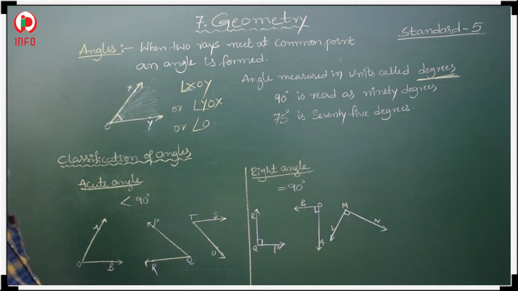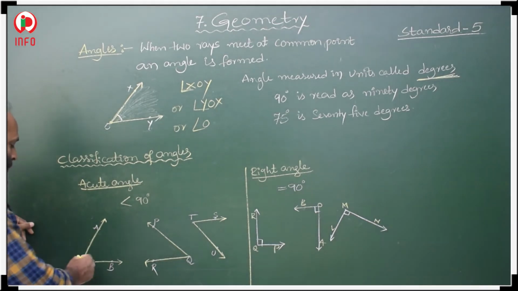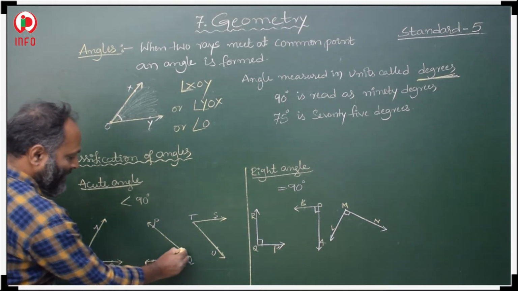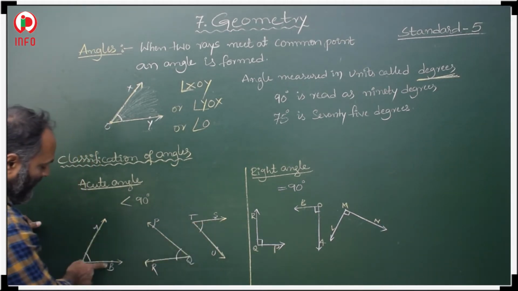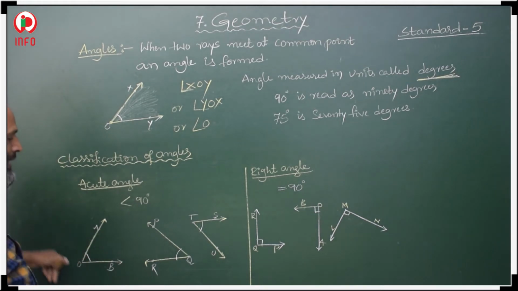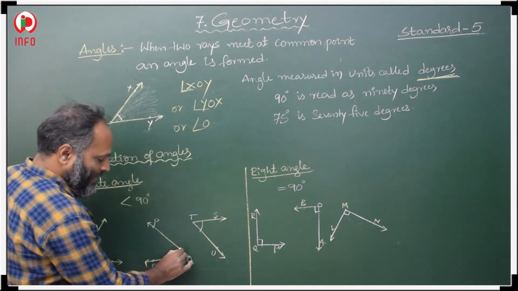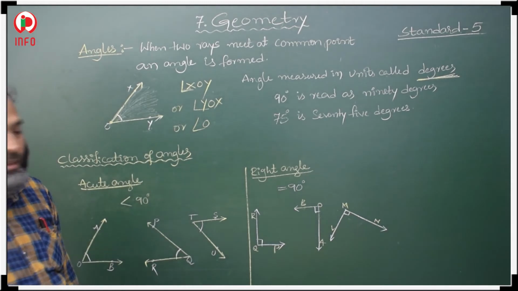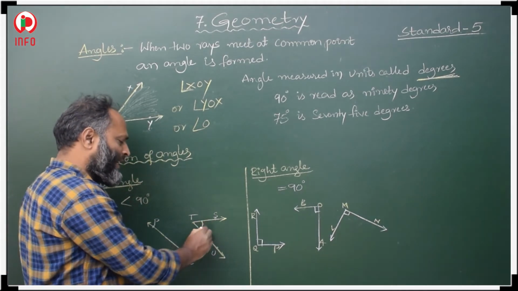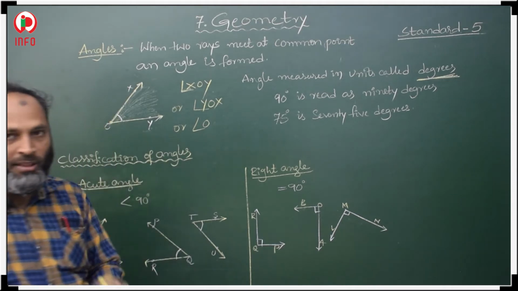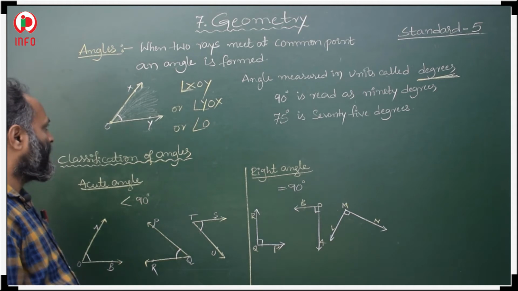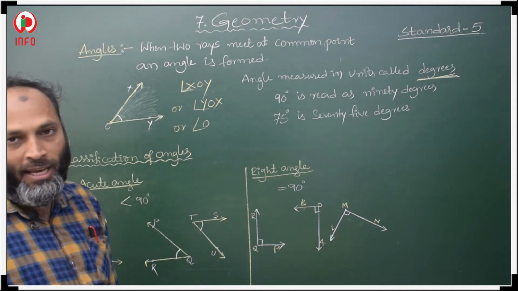What is an acute angle? If the angle between the two rays is less than 90 degrees, meaning up to 89, then that is an acute angle. So then the angle is called an acute angle. Angle between the two rays.